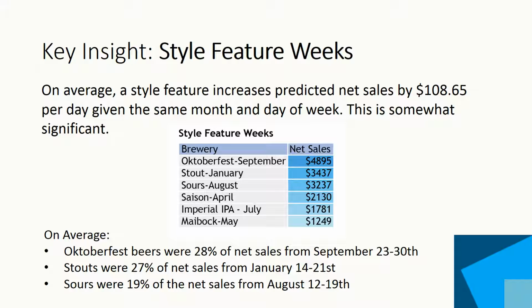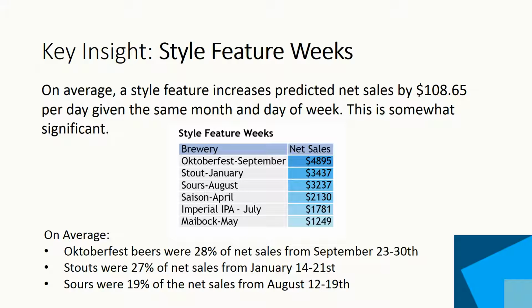Then we created a ratio to find the percentage of that specific style of beer and how it contributed to the total net sales for that day. We basically divided the sales from the beer, so we would divide the daily Oktoberfest sales by the total net sales and come up with a ratio, and then we averaged those ratios from that week. From September 23rd to September 30th, that was the whole Oktoberfest feature week, and 28% of the total net sales from that week were from those Oktoberfest beers.